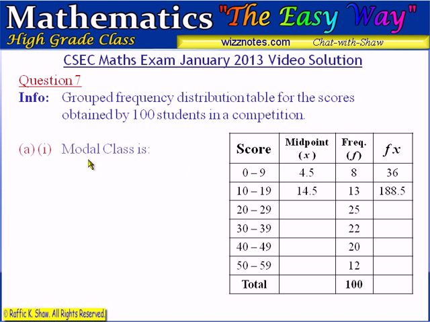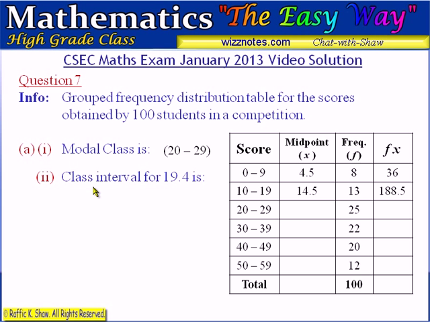Now the first part wants us to state the modal class. The modal class is the class which has the highest frequency. And so if you look in this frequency column, the highest frequency is 25. And therefore the class that corresponds to this highest frequency of 25 is this class. And therefore the modal class is the 20 to 29 class. And so that is the answer. The modal class is the class with the highest frequency. It is the 20 to 29 class.